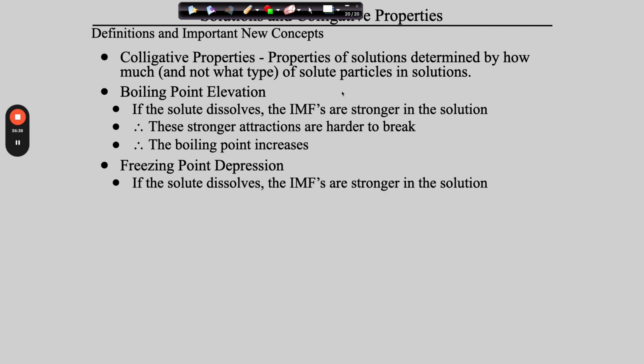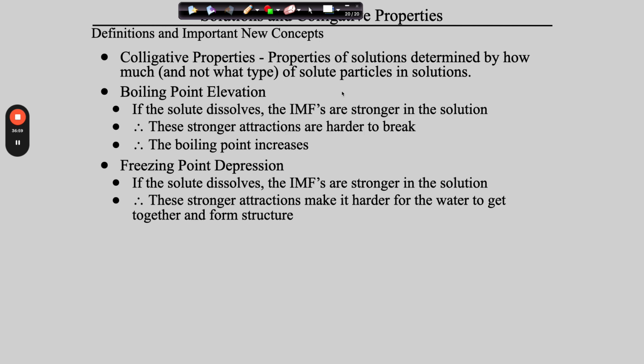And it looks like this. So the freezing point depression property logic goes like this. If a solute dissolves, the intermolecular forces are strong. The same reasoning as the boiling point elevation. But how do those strong attractions affect ice? Well, it goes like this. These stronger attractions make it harder for the water to get organized and form structure. And because it's harder for these water molecules to form structure, the freezing point goes down.